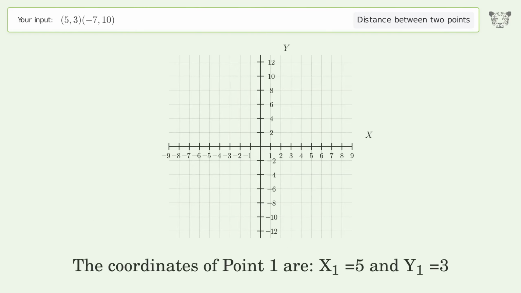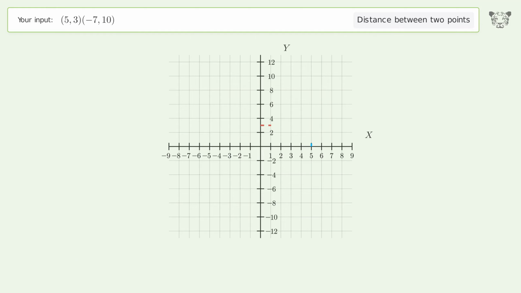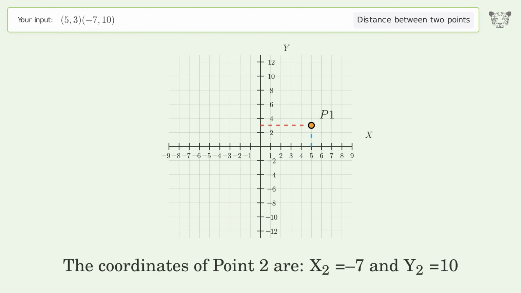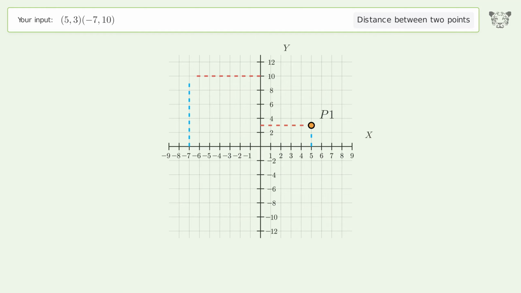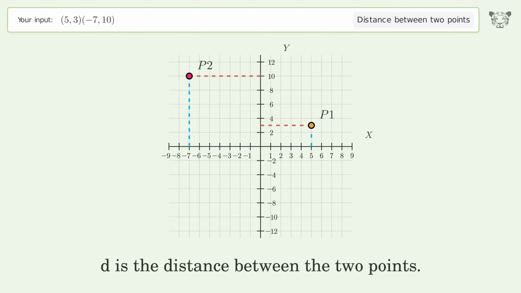The coordinates of point 1 are x1 equals 5 and y1 equals 3. The coordinates of point 2 are x2 equals -7 and y2 equals 10. D is the distance between the 2 points.